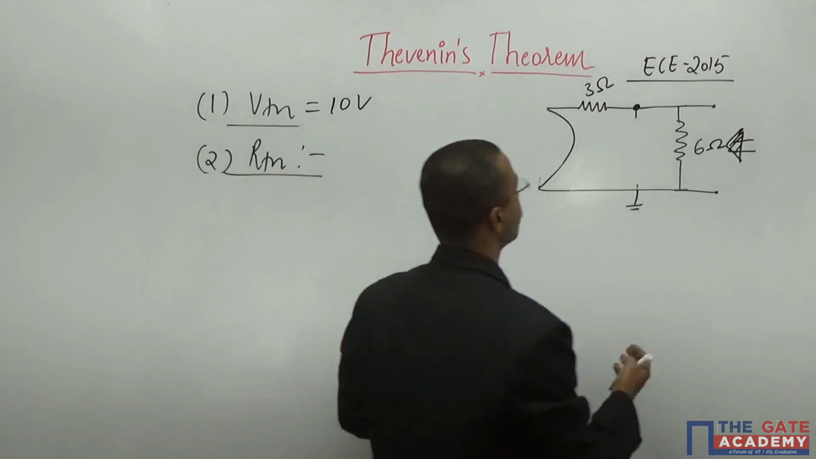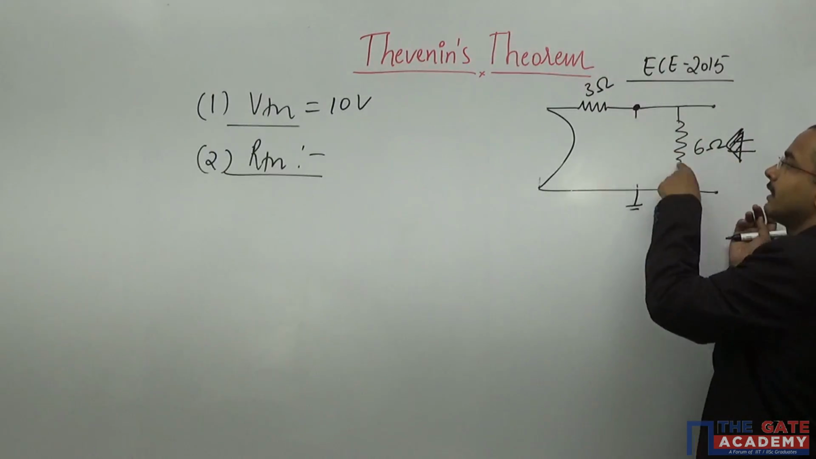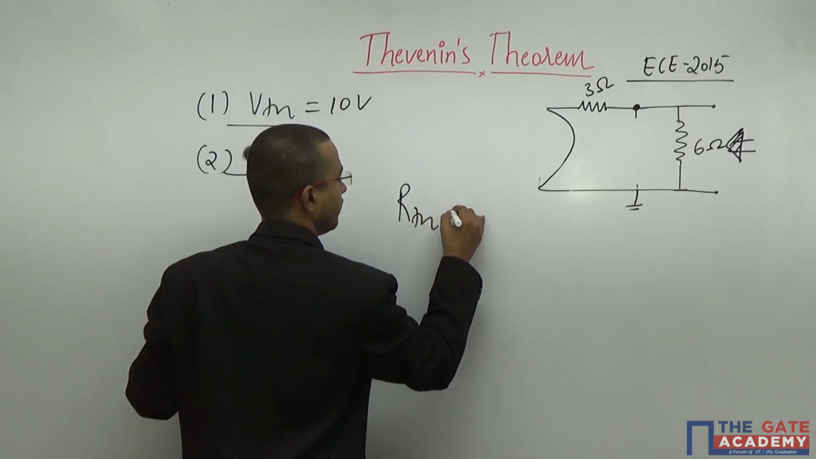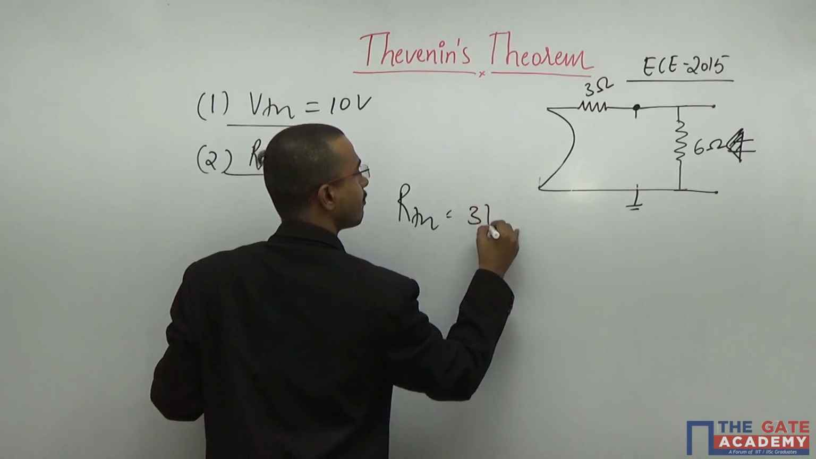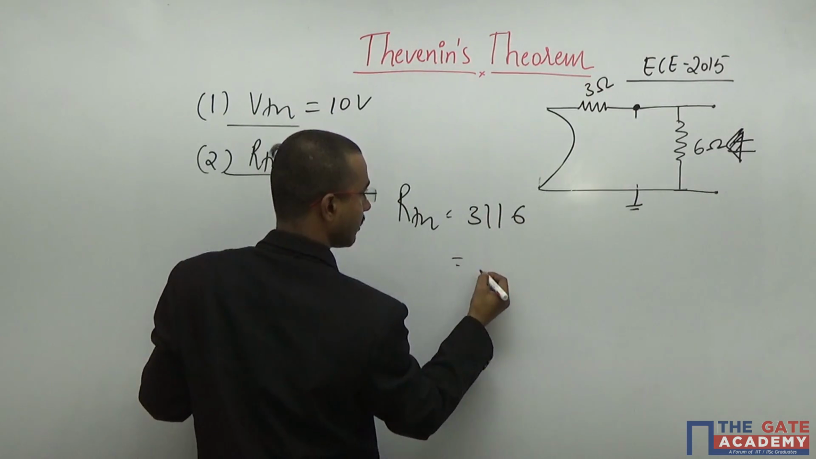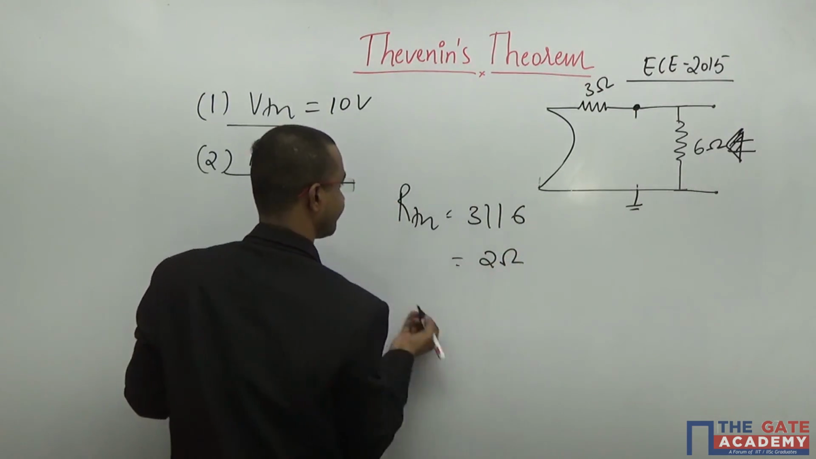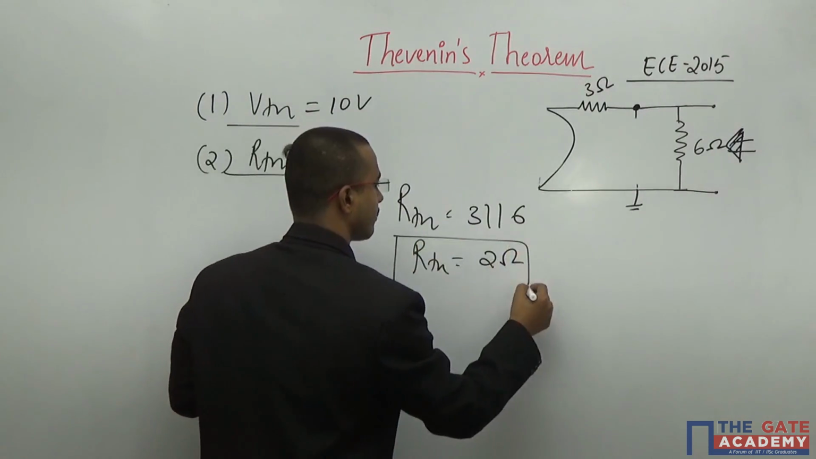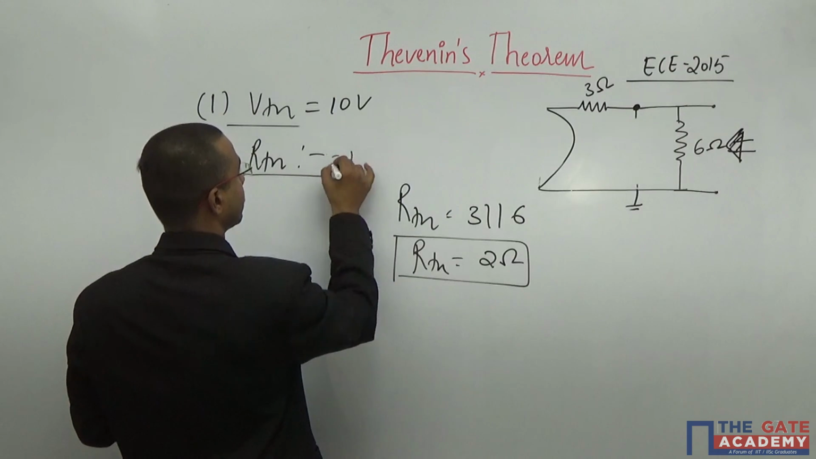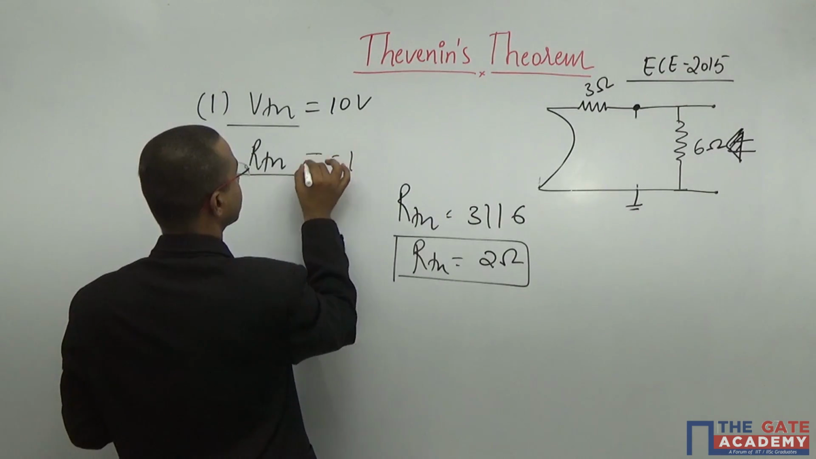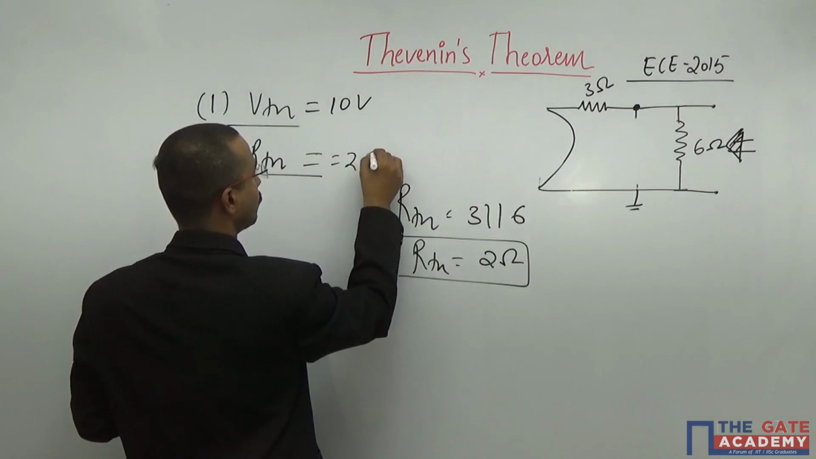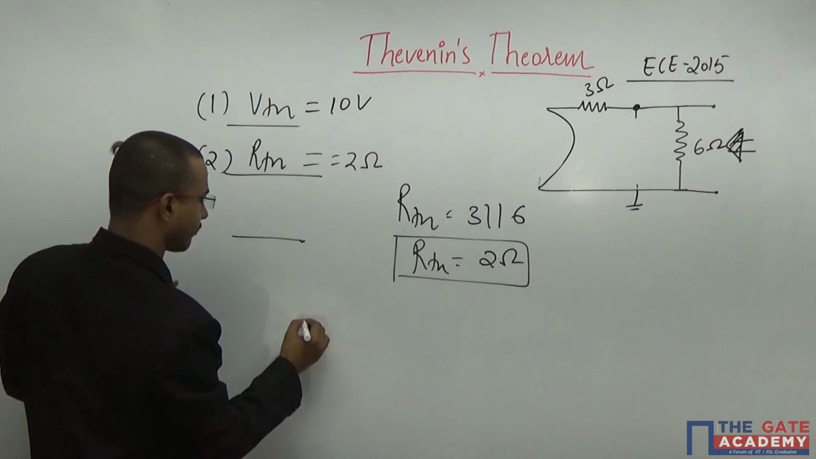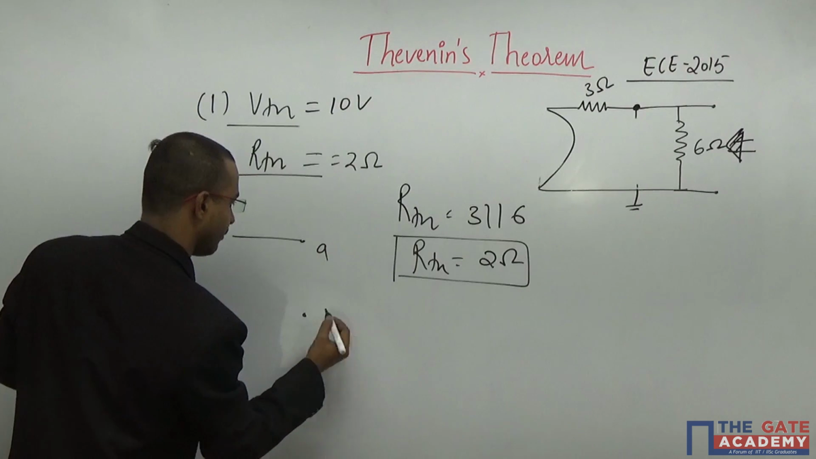As I can see from here, this 3 and this 6 are in parallel. That means my RTH is 3 parallel with 6, so the value will be 2 ohm. This is my second one. RTH is 2 ohm. That means my equivalent circuit of the Thevenin across AB will be like this.